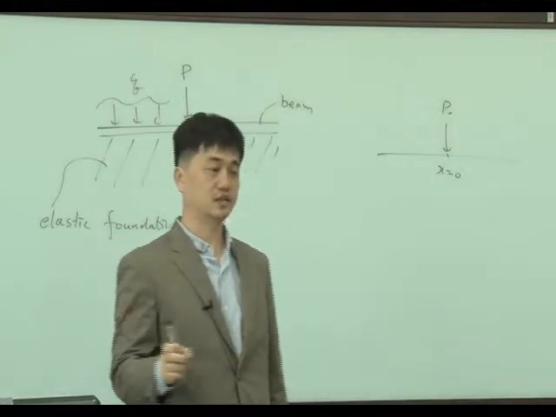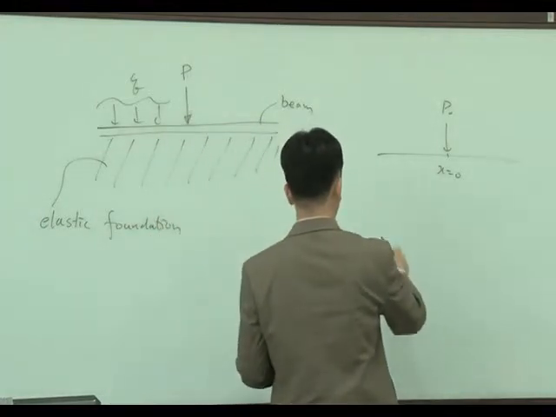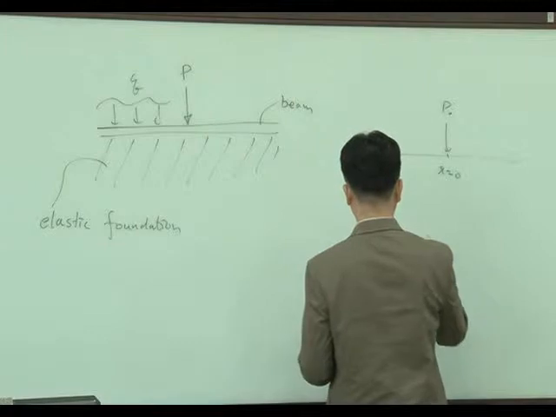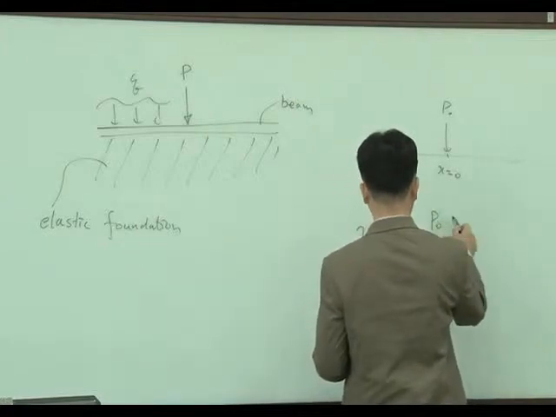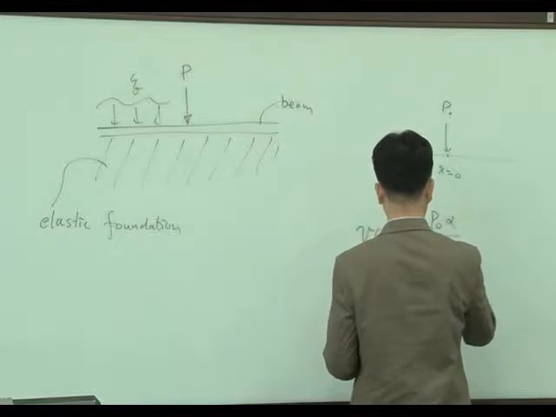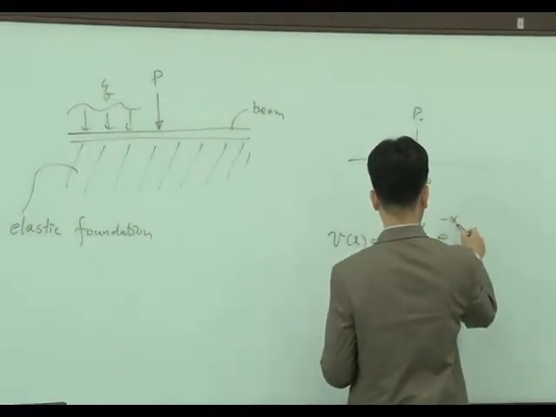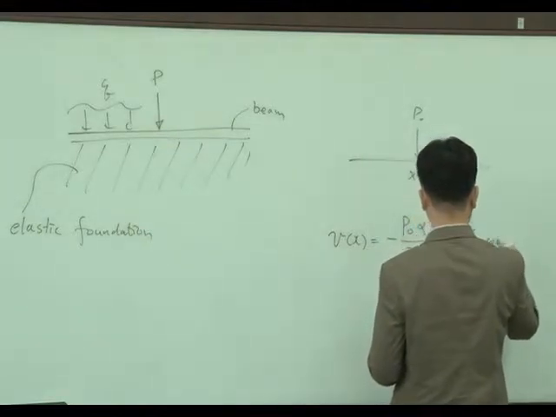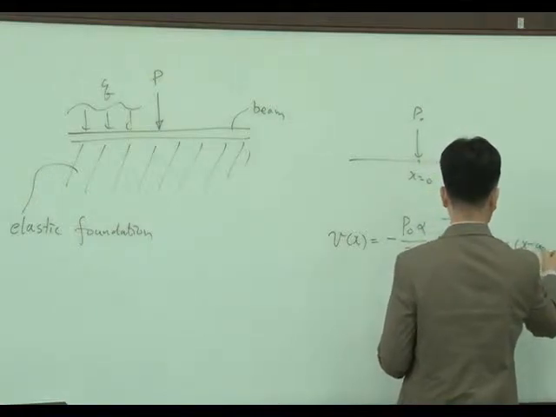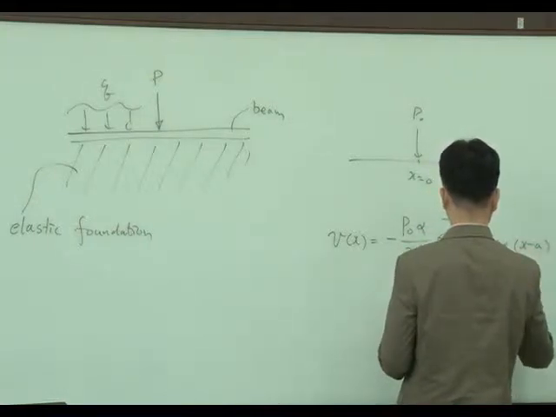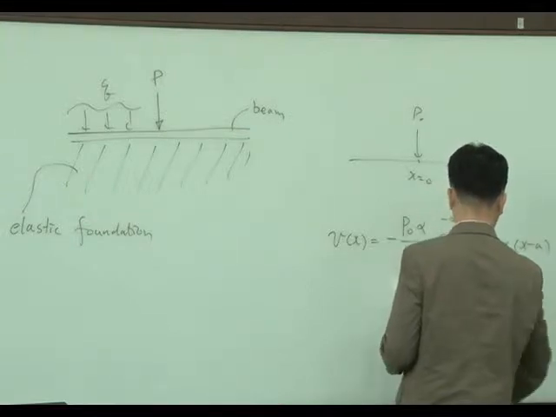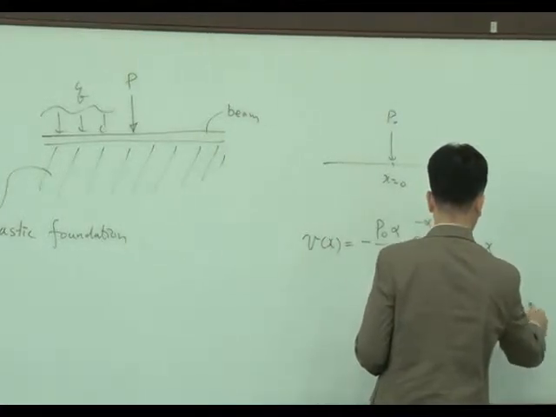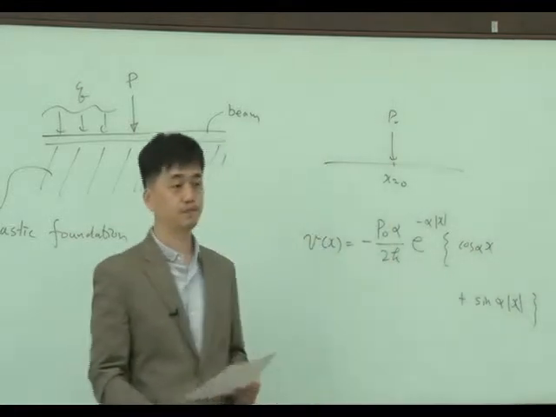And when we have a loading at x equals 0, P0, and the domain is infinite in the x direction and minus x direction, we derive the displacement: minus P0 alpha over 2k, e to the minus alpha x, cosine alpha x minus a plus sine alpha x. This was the solution, right?